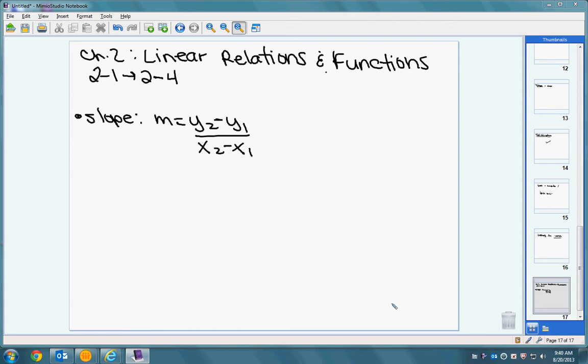Alright, we are beginning Chapter 2, Linear Relations and Functions. We're going to cover 2.1 to 2.4 today. We're going to split this into 2 days. It's a lot of stuff you should remember from Algebra 1 and Pre-Algebra. I'm going to give you a few formulas to remember what you need to know.